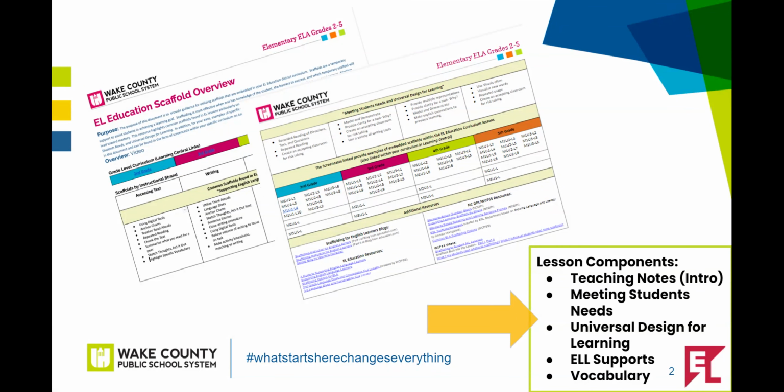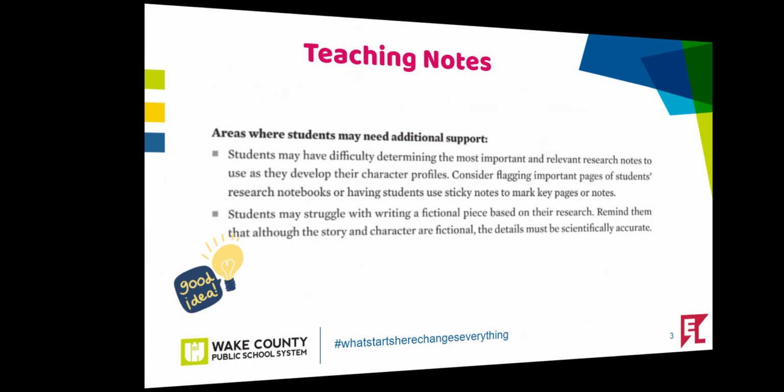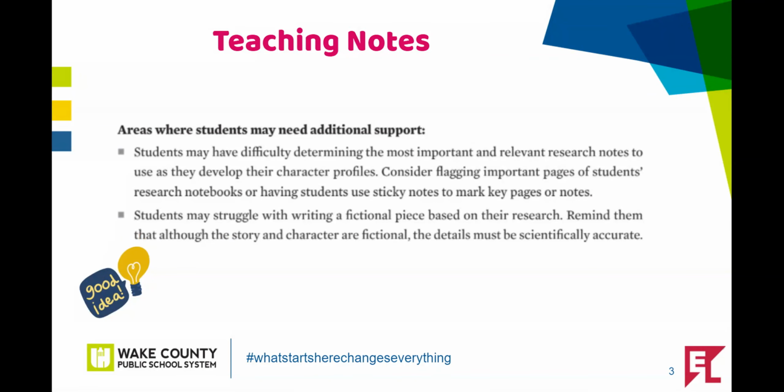The lesson components listed on the slide are where you can locate embedded scaffolds within lessons and will be highlighted throughout this presentation. This is the first lesson in which students begin to develop their own narratives using their research from Unit 2. Students will develop the main character of their narratives by referring to their research notebooks from Unit 2 and creating precise and accurate descriptions as they develop a character profile.